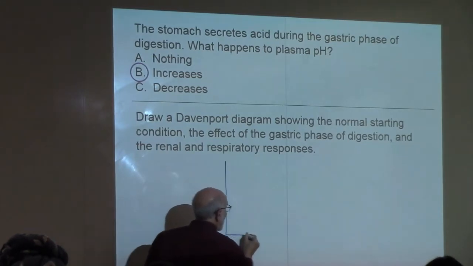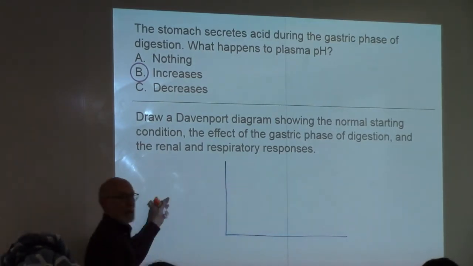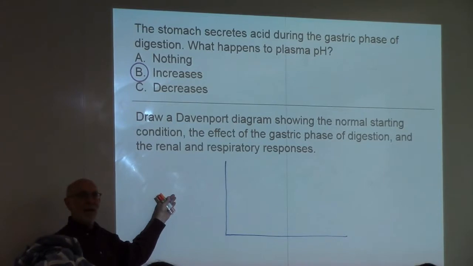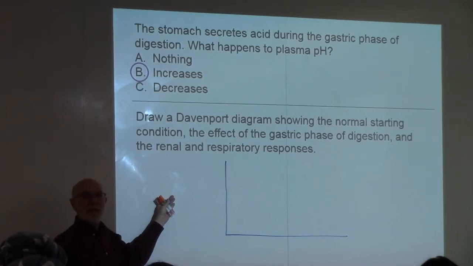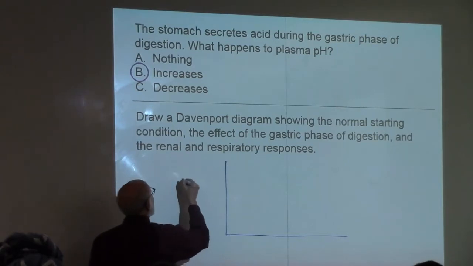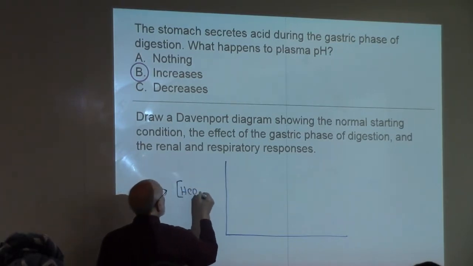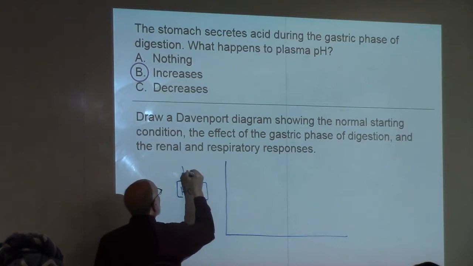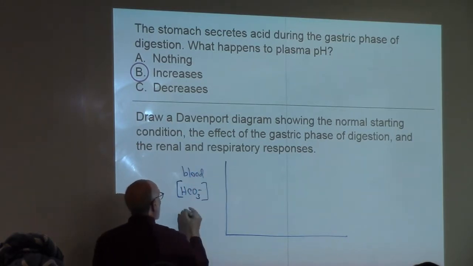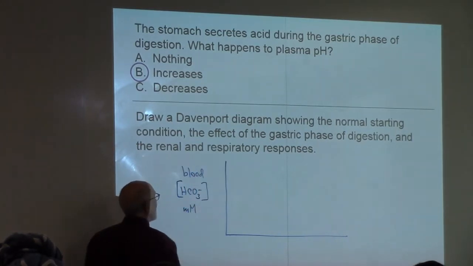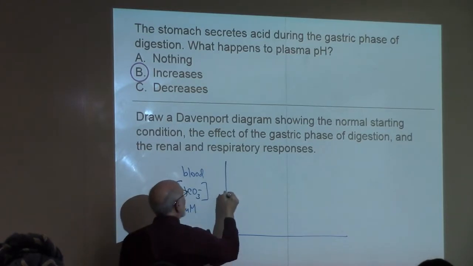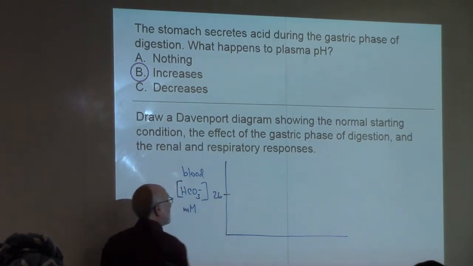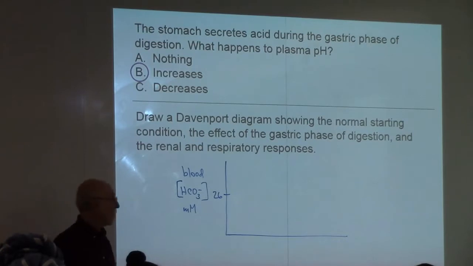Anybody, I'll pass the laser if you force me to, but I'll take volunteers instead. What is the ordinate? Bicarbonate. Concentration of bicarbonate in the blood. Units of millimolar or milliequivalents per liter. 26 millimolar is a normal value.